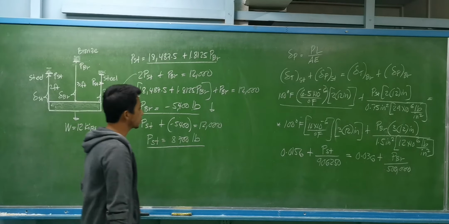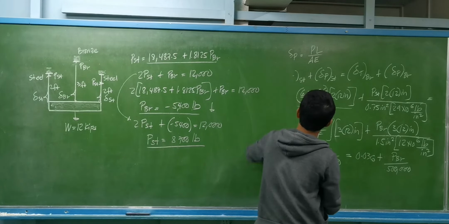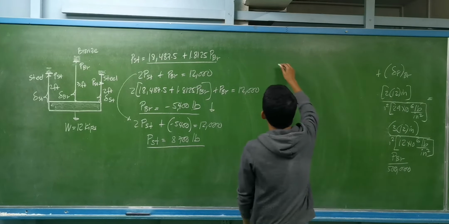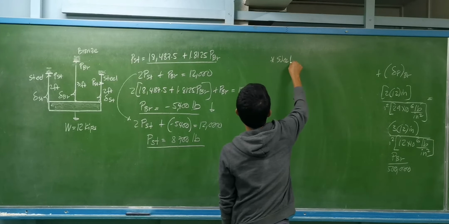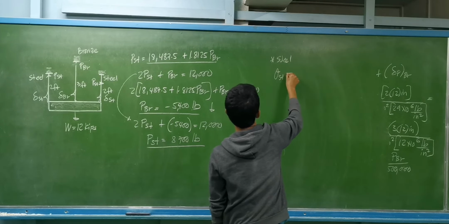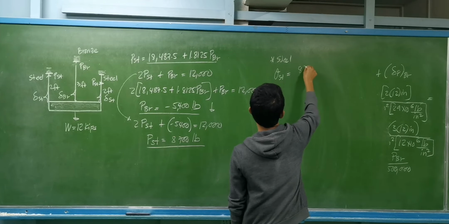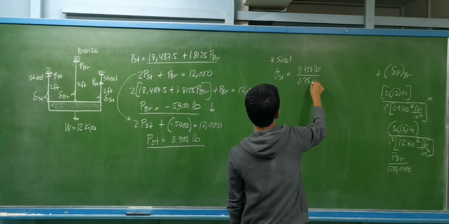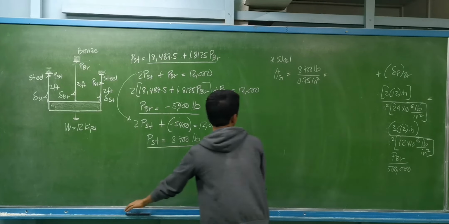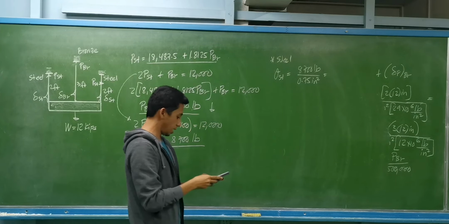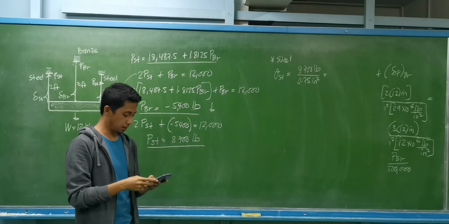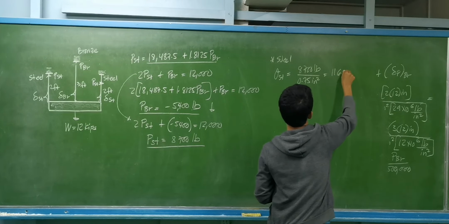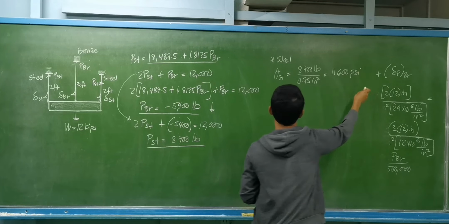So how do we compute for the stresses per material or per rod? This is for the steel. We have the stress for the steel equal to, we have the load of 8,700 pounds. Cross-sectional area of the steel is equal to 0.75 square inch. So we have 8,700 divided by 0.75. We have that as 11,600 pounds per square inch.